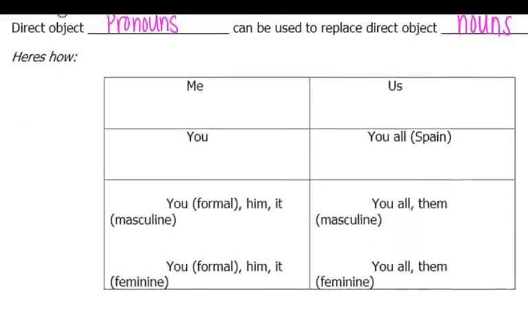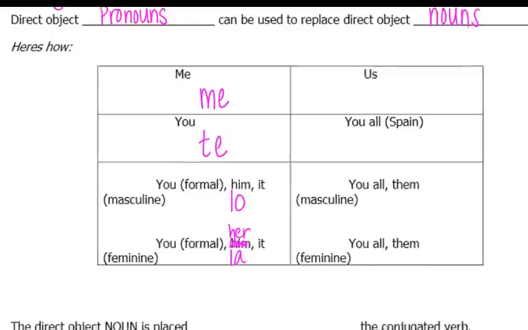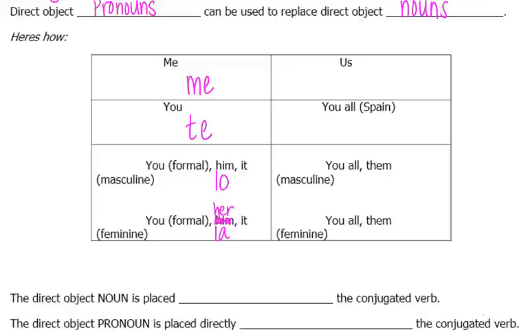In Spanish, there are 8 direct object pronouns. Me is me. Te is you. And there's 2 different ways to say it, or you formal. There's a masculine way, referring to him, which is lo, and a feminine way, referring to her, which is la. You can also use us as your direct object pronoun, nos, y'all in Spain, os, and you all, them, masculine, los, and you all, them, and feminine, las.